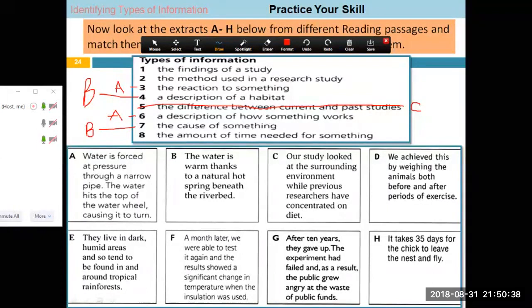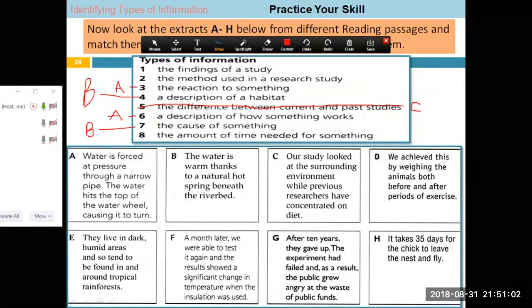So B, 2, I mean. The method used in a research study? Yes. Before and after it's foods. Okay, number two, the method, yeah. You are locking number two, right?